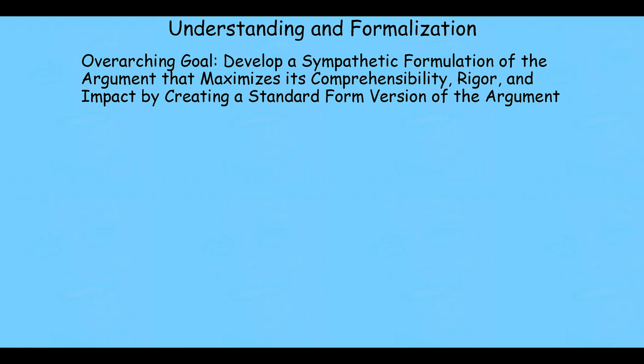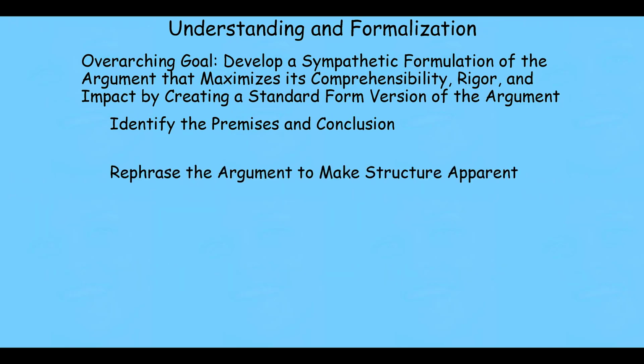Once we've identified that written or spoken passage as containing an argument, then we'll identify the premises and the conclusion of the argument, determine what the conclusion is and what the premises are. We'll then rephrase the argument to make the structure apparent. We'll make sure that every time a particular bit of content is used in the argument, we use the same phrases. We'll put the premises first in the order that makes the most sense and the conclusion last.